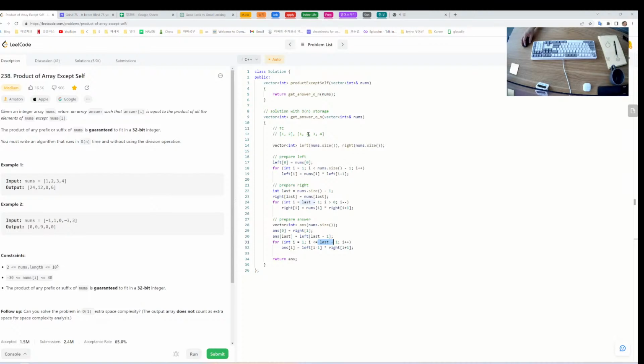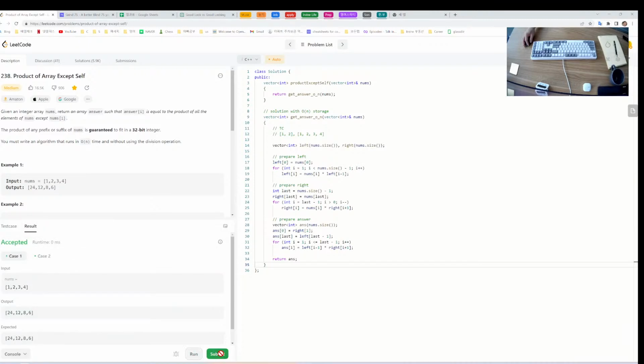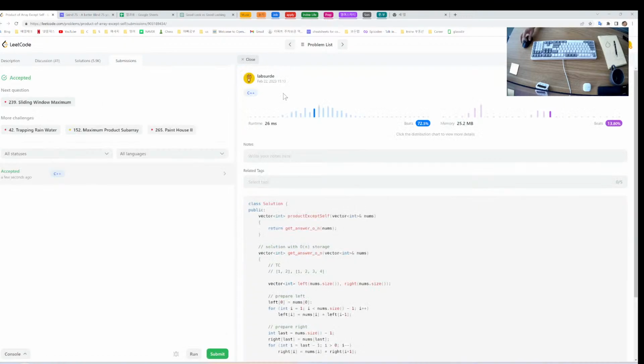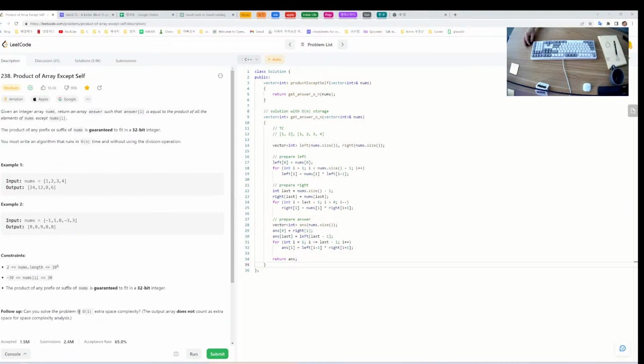So as 1 is left to 0, multiply right 1. No, not 1, 2, right? So this will be correct. Yeah. But it asks me to solve this with this. This means that without this.